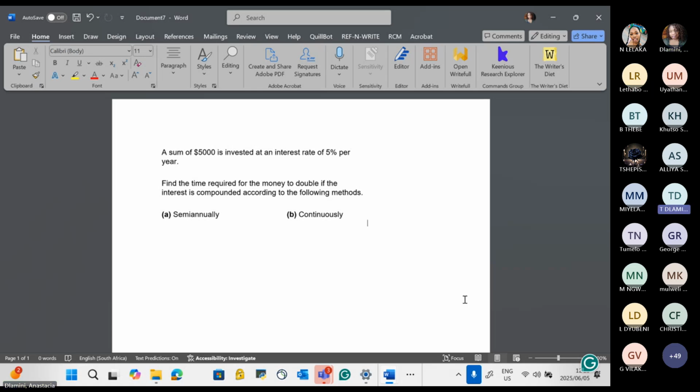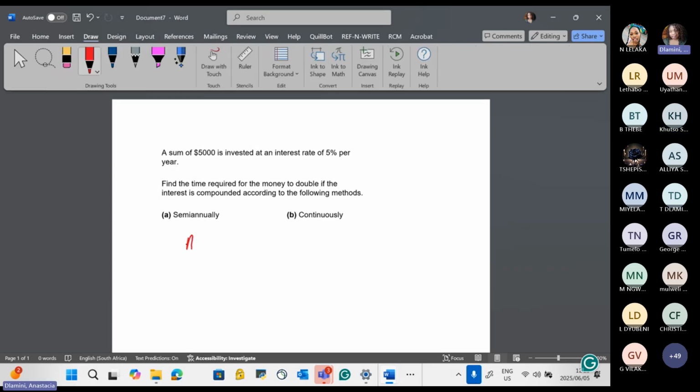Ma'am, our A is going to be double the 5,000. It's going to be 10,000. Then our P is going to be 5,000. Then our N is going to be 1. But then I think we're going to multiply it with 2, ma'am, for A.